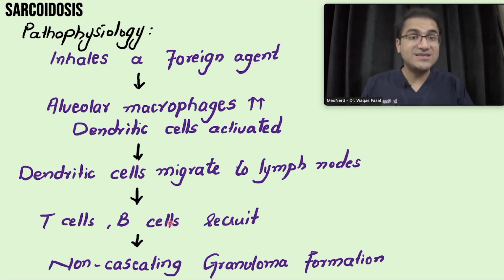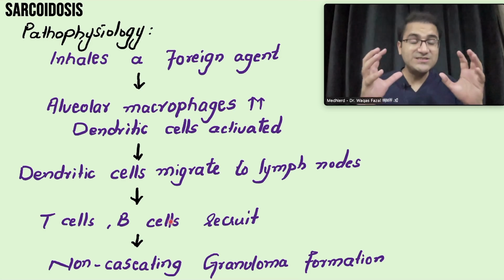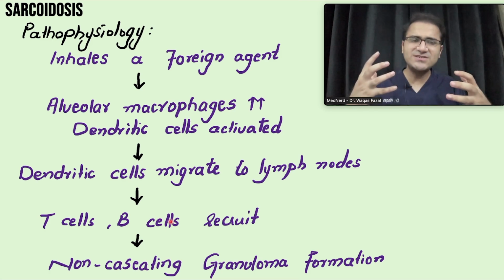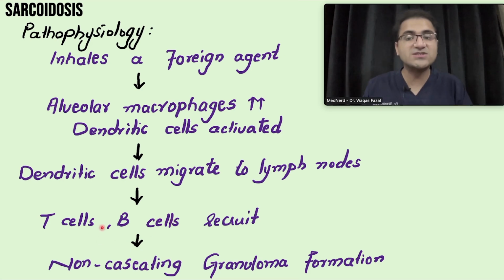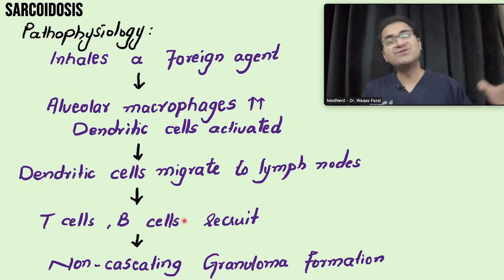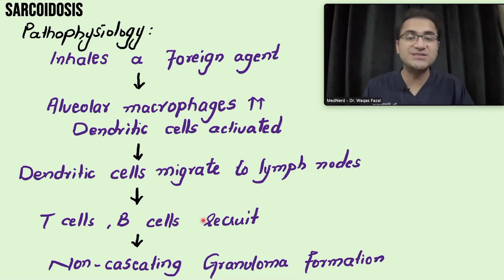Then, in the lymph nodes are present immune cells. B and T cells are present in the lymph nodes, and these B and T cells get sensitized and are recruited to these places, and inflammation begins. So alveolar macrophages take up the foreign agent, dendritic cells get activated, they take it to the lymph nodes, and tell the B and T cells that some foreign agent is here and to get ready for an attack. Therefore, the immune system attacks these foreign agents, resulting in the formation of granulomas.